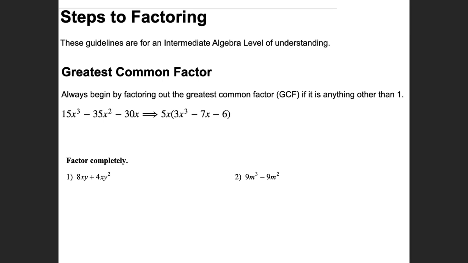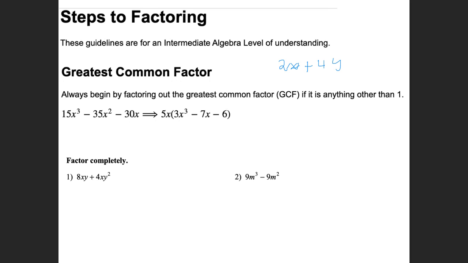Step number one, you always want to factor out the greatest common factor. Okay, so if there's something common to all of the terms, you want to factor it out. So basically what you're doing is you're just dividing out what is in common. So for example, let's say I gave you something like 2x plus 4y. Well, what's in common to both?